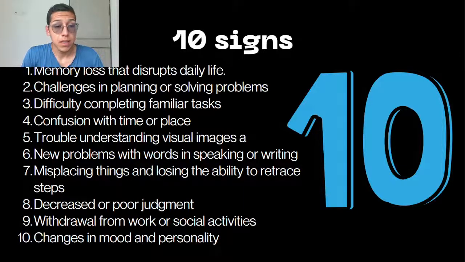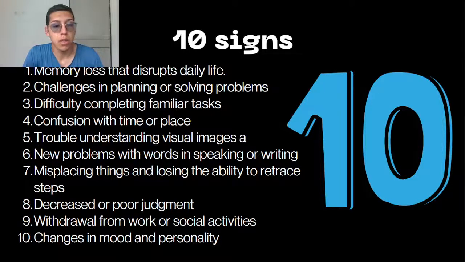Seven, misplacing things and losing the ability to retrace steps. And this is related to what was said before. For example, when you lose your keys, you start to search the whole house, but there is a moment where you get illuminated and you remember where you left the keys. In this case, you can't. You just don't remember. The eighth, decreased or poor judgment.